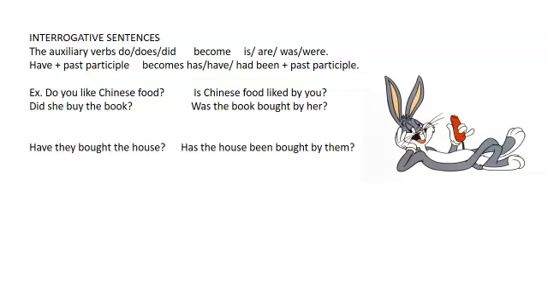Here the structure followed is the auxiliary verbs do, does, did become is, are, was, were. Have plus past participle becomes has, have, had been plus past participle form. So these are the rules which we have to keep in mind while converting an active voice to passive.